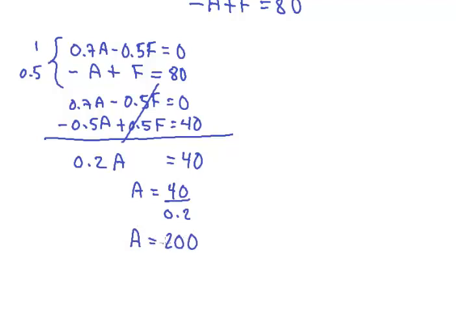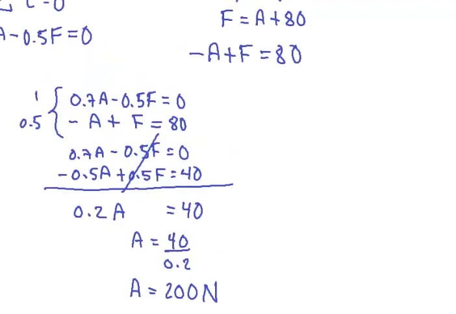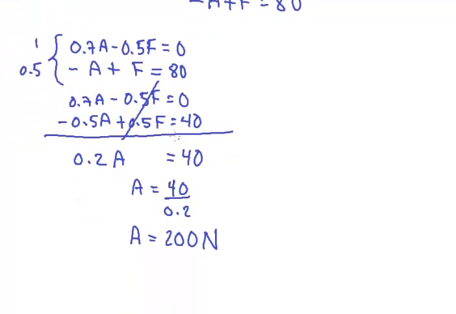Now I know that A is a force. So the unit for 200 will be 200 newtons. Don't forget to put the units every time you get an answer. What do I do next? Well, I'm going to use one of these equations, and I'm going to substitute. We normally use the first equation, but the second one looks easier, right? Since the second one looks easier, I'll use the second one.